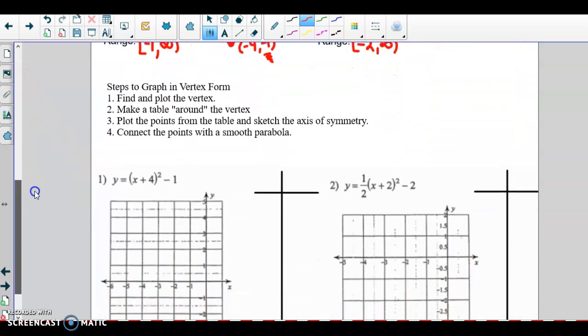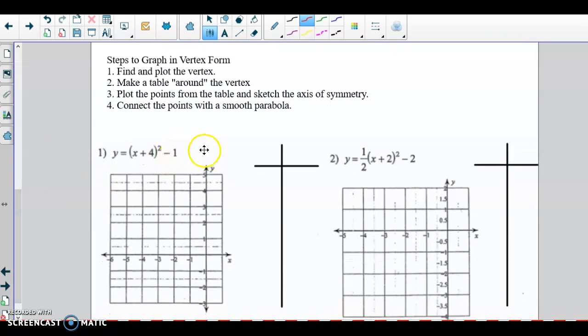Let's look at graphing these. And you can graph with the transformations if you want. I'm going to show you a different way that we're going to use with every form of a quadratic. So you'll see this Friday in the standard form video as well.